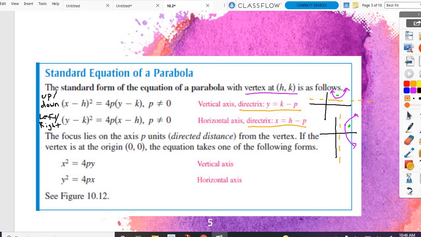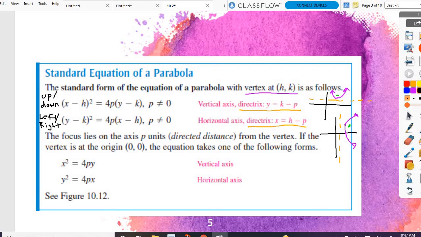And then the only thing down here at the bottom is basically if your vertex is at the origin, we end up with those two equations. But you don't really need to know those, because if I plug in 0 for h and k, we end up with those. So it's just a specific instance of your equation. So questions on any of that stuff?